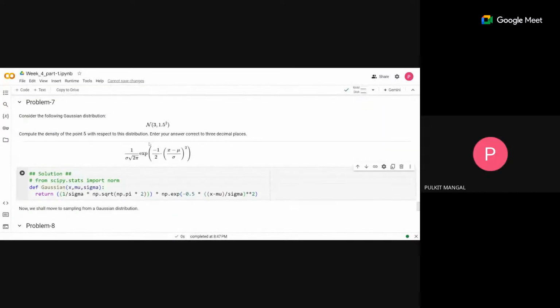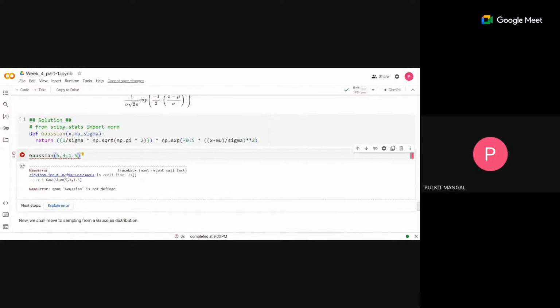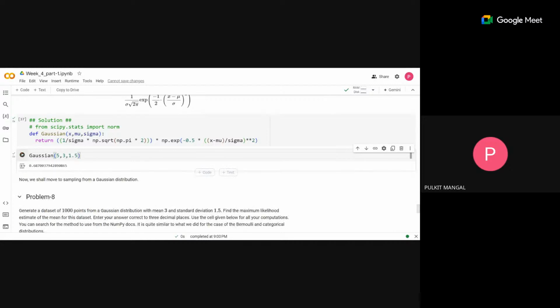Okay, let's get back to the problem. What we have to do here is find the density of the point 5 with mu 3 and sigma 1.5. So just put Gaussian, and what we want is the density of 5 with mu 3 and sigma 1.5. I forgot to run the above cell. Now let's run this. So 0.68.